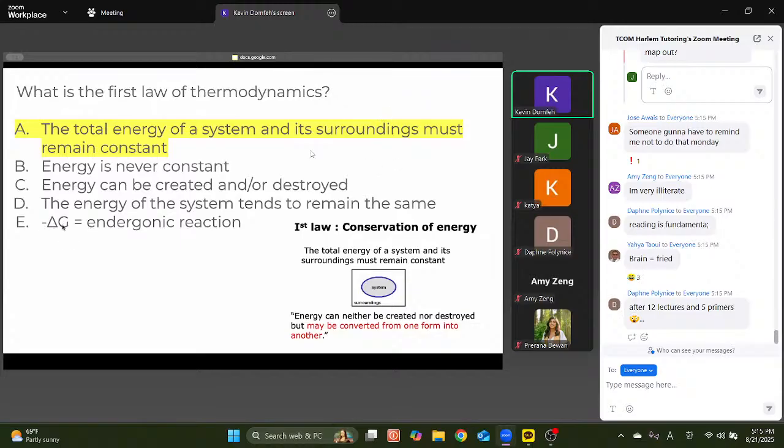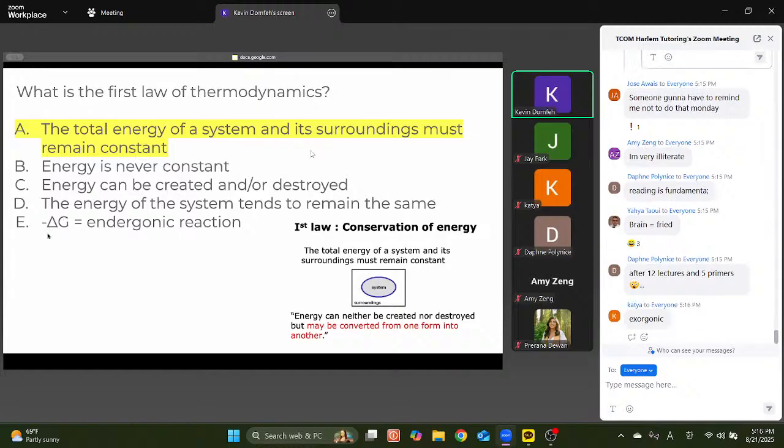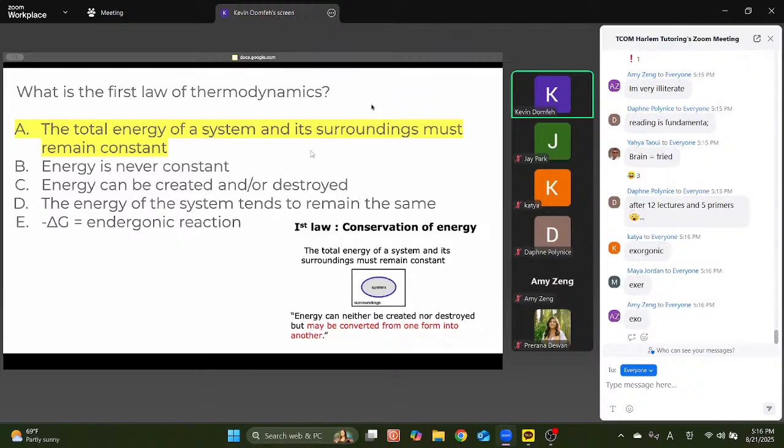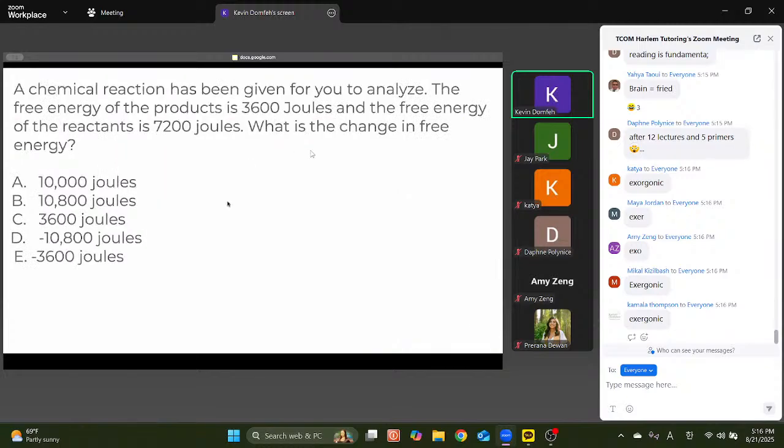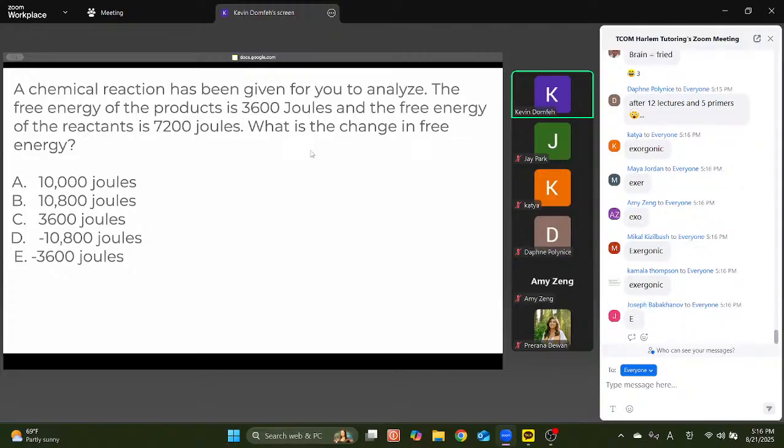And what's delta G? Is delta G endergonic or is it something else? If delta G is negative, it's going to be exergonic. Okay, good. So we're good with that. Next question. A chemical reaction has been given for you to analyze. The free energy of the product is 3,600 joules, and the free energy of the reactants is 7,200 joules. What is the change in free energy?